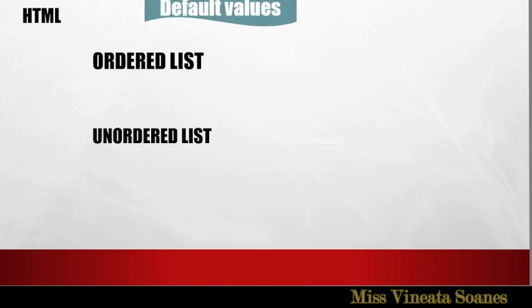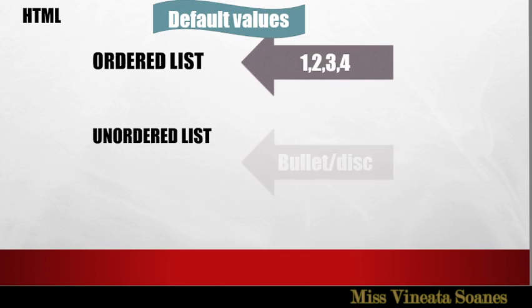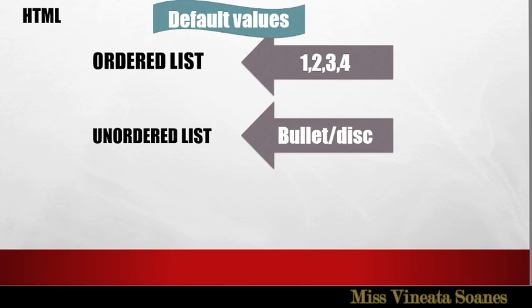And also the default values: for an ordered list, that is 1, 2, 3, 4, and for an unordered list, that is a bullet.